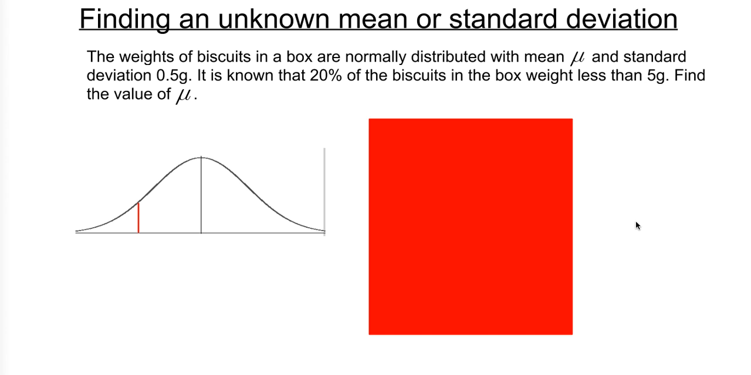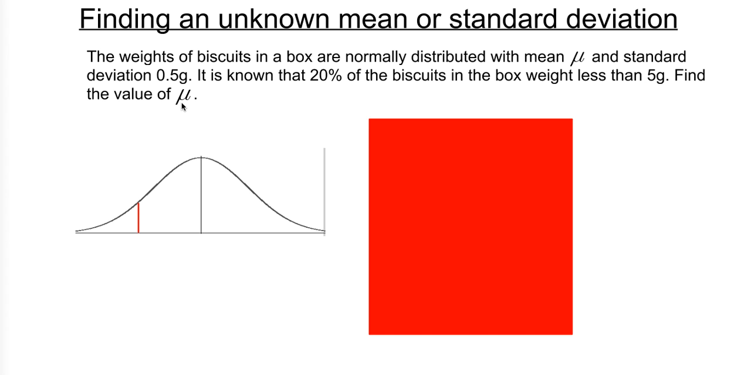So we've been told the weights of biscuits in a box are normally distributed with a mean of mu, standard deviation of 0.5, and we know that 20% of the biscuits in the box weigh less than 5 grams. So we've been given a value and a probability, and that's going to be sufficient for us to then be able to work out this unknown mean that we've got here. So that's our goal, find the value of mu.